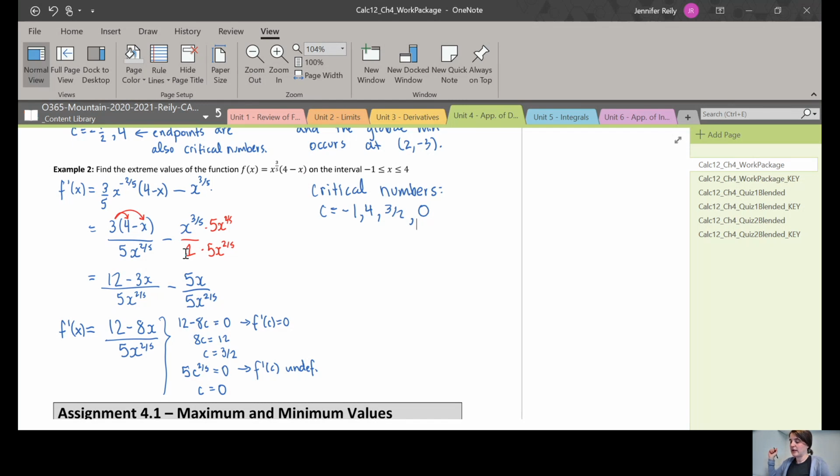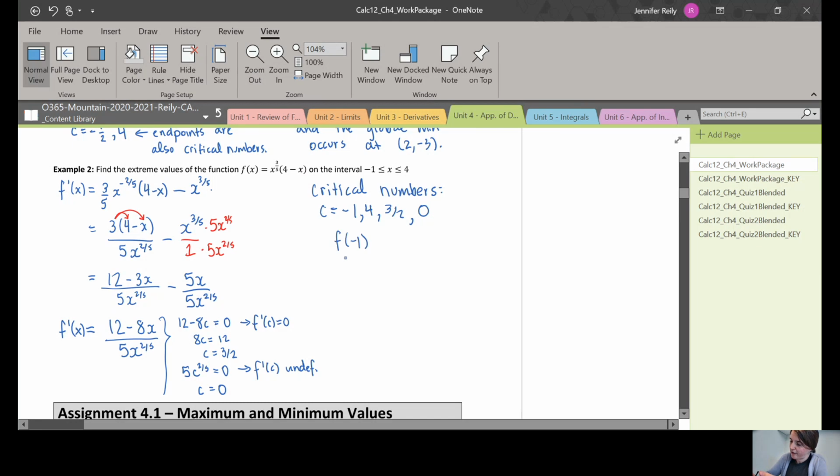Okay, I've got 4 critical numbers, just like in the first example. I'm going to test all 4. I'll start with the lowest one and make my way up. You can plug them in too. Some of them are going to be decimals, so you need a calculator for this.